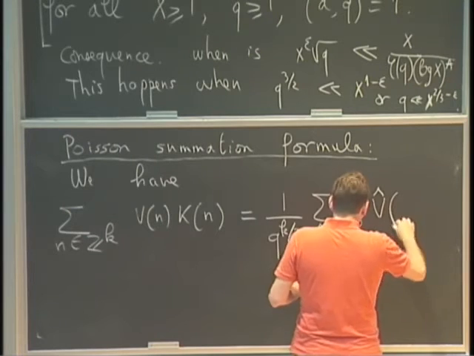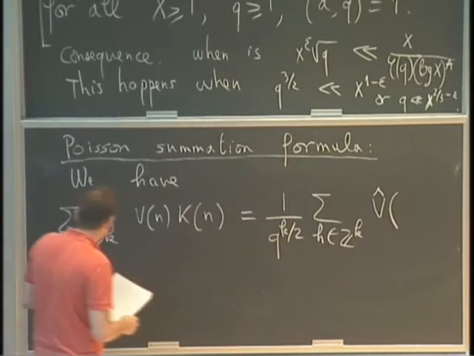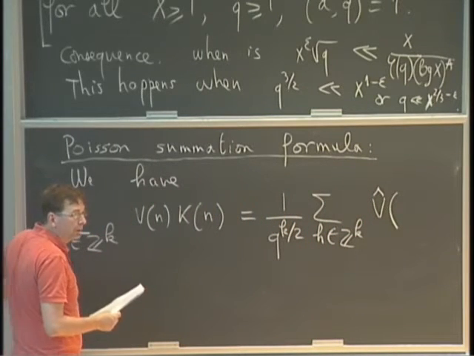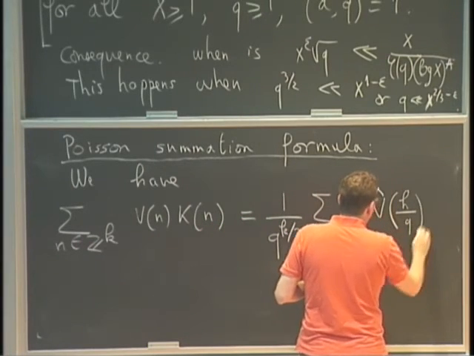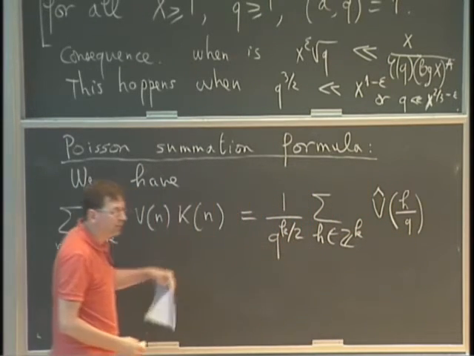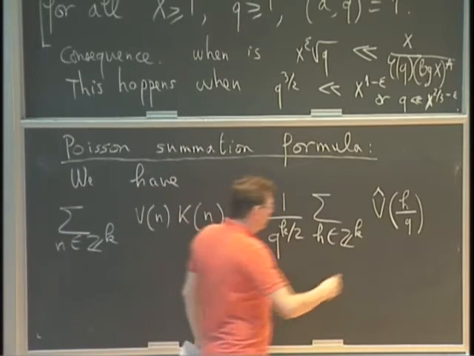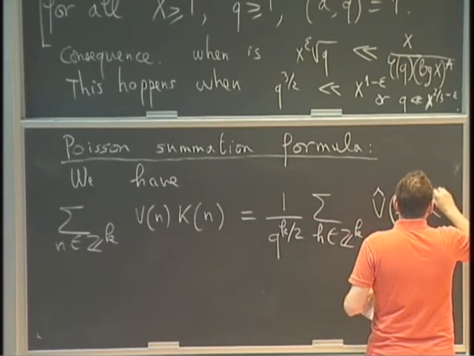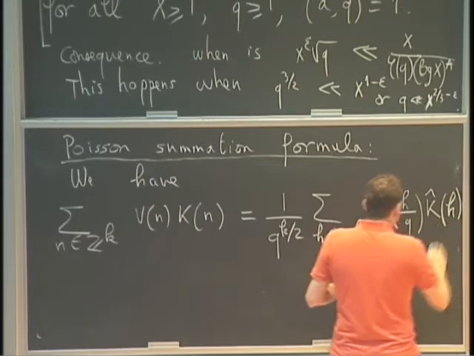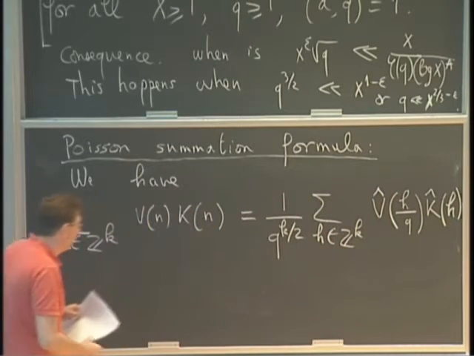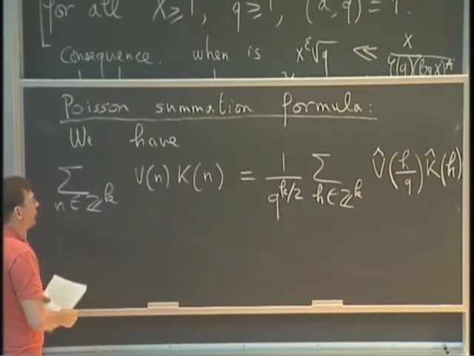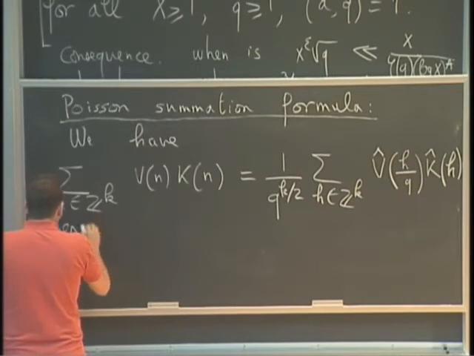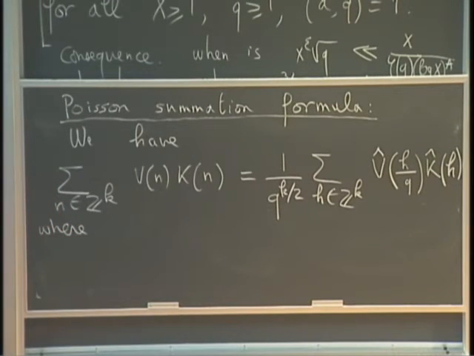Then we'll have the Fourier transform of V, with the normalization I use, at H over Q. So H is a vector, and you divide every component by Q. And then you have the Fourier transform of K at H. So a formula like this is not surprising, but we need to explain the normalizations.